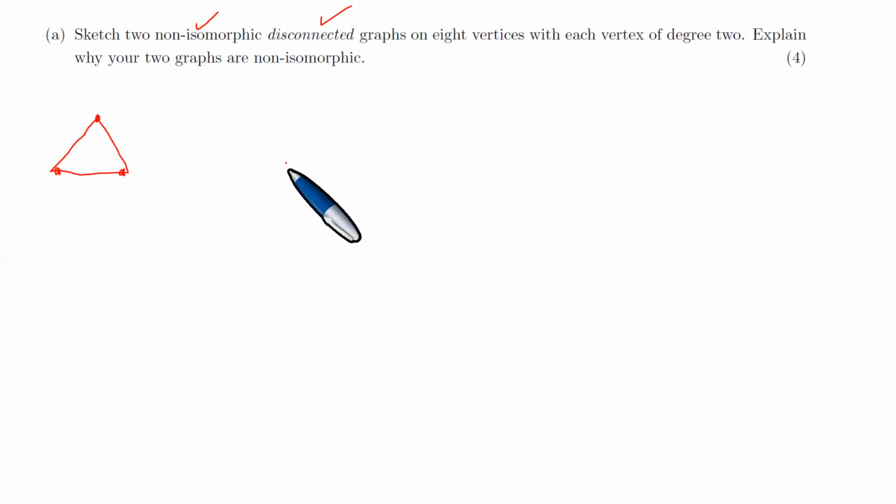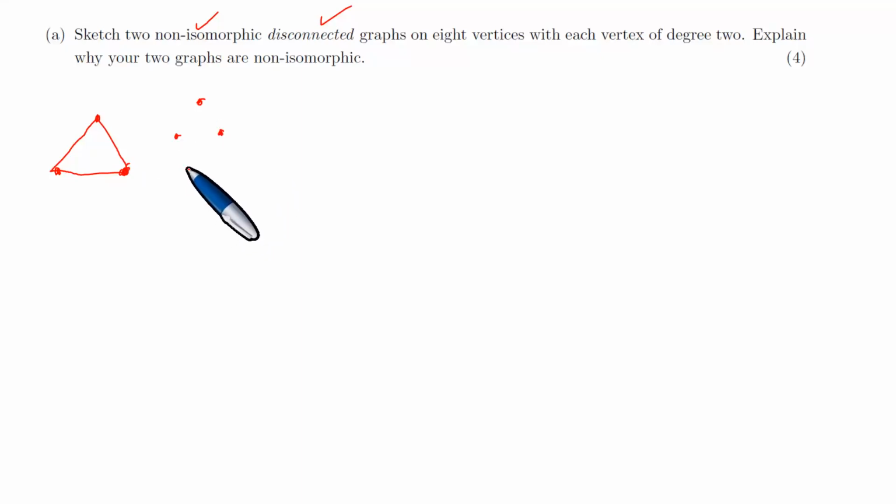Vertices of degree 3. Okay, this one, it's K3, a complete graph on 3 vertices. But what we need is 8 vertices, so we can add 5 more, because it must be disconnected.